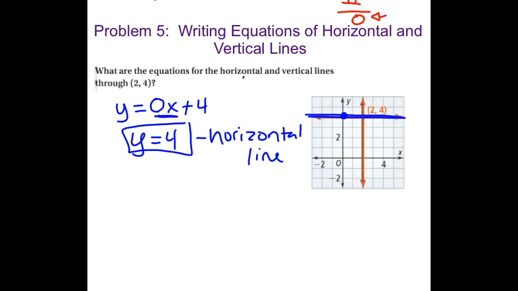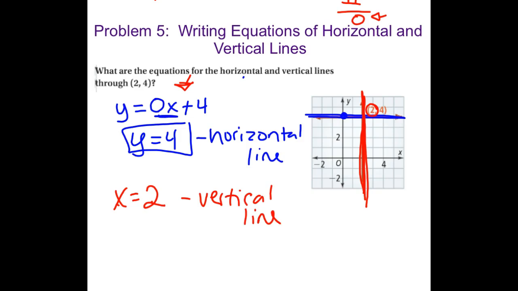When we look at our vertical line, we can see that every single point on there has an x value of 2, just like it does from that intersection, but every single y value changes. And we know that these have undefined slope, so we can't really plug it into the type of form we used right there. But we notice the x value is constant. So the form for a vertical line is just x equals 2. It's just x equals a number. And so that's your vertical line.